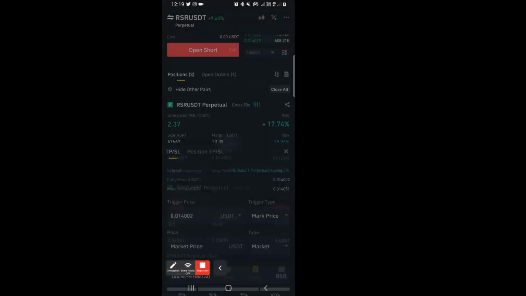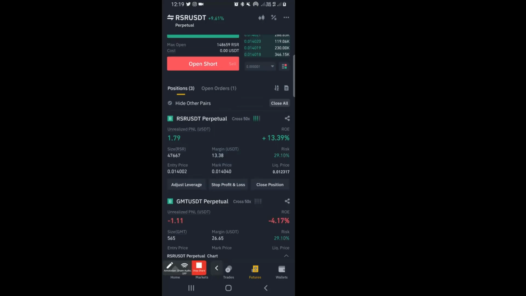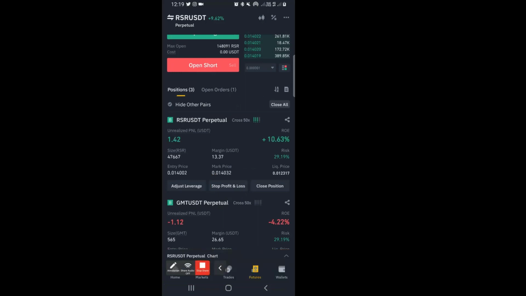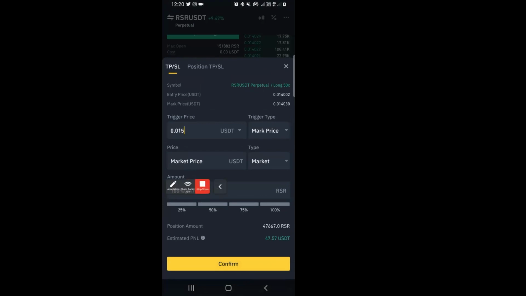Click on confirm. Then if I want to enter my final take profit, I can just come here, the same place I clicked for stop loss. I can click it to enter my take profit. Let's say my target for this trade, I didn't do any technical analysis on this, so I'm just using presumption. 0.5. If the coin ever goes to 0.5, I'm going to make 47.57 USDT. Take note of that.